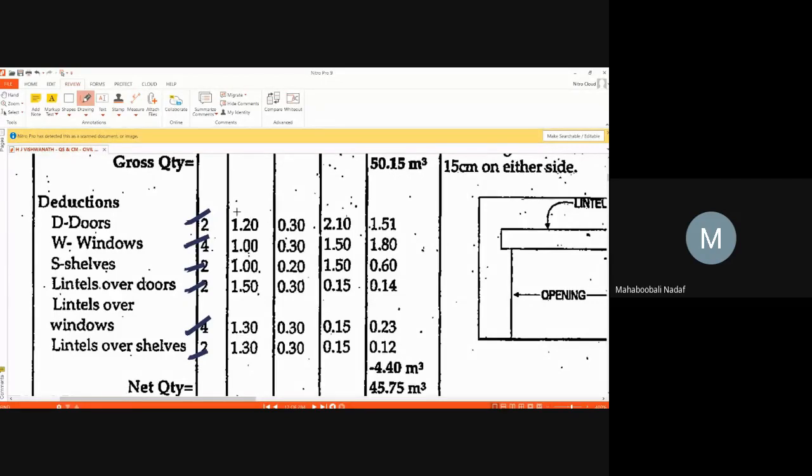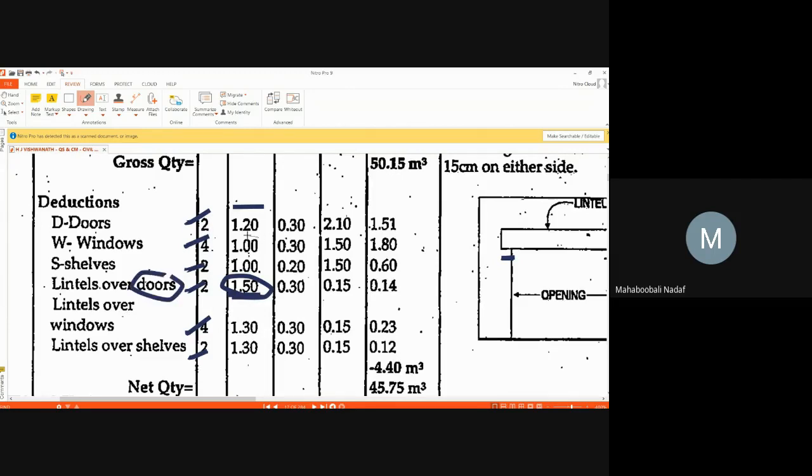Now, the door is 1.2, which is given in the schedule. If you see that one plan, just beneath that, I have written it. So 1.2 plus bearing. What is the bearing? Bearing is 0.15, that is an assumption. 0.15 plus 0.15 is 0.3. So 1.2 plus 0.3 is 1.5, the lintel length over the doors.